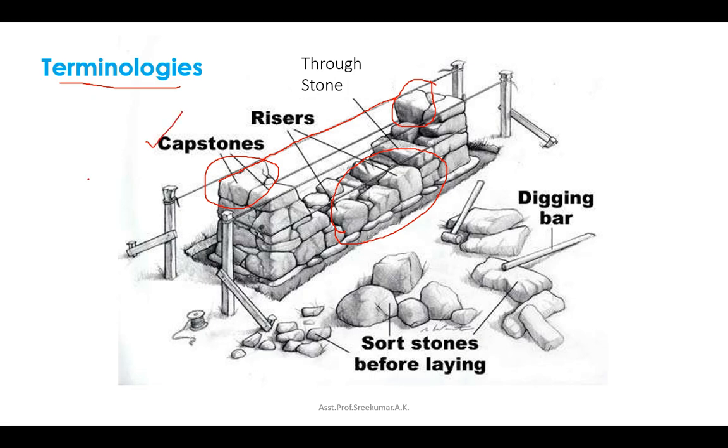First, we have the capstones. So what are capstones? The top stone of a structure or a wall is called a capstone. It acts as a protective covering over the structure. Then we have risers. It's the stone used on the facing. Its size and height are larger compared to other stones. Next we have the through stone or bond stone. It is the stone that extends through the full thickness of a wall. And you also see the digging bar. It's a bar used to dig a trench or a pit.